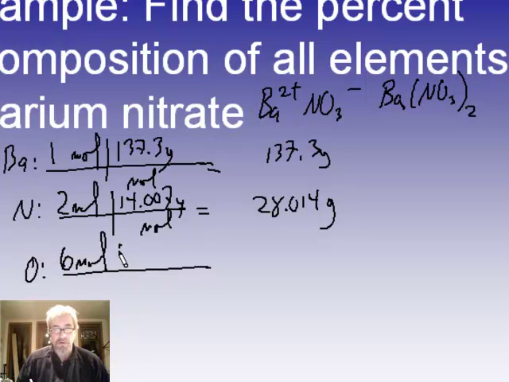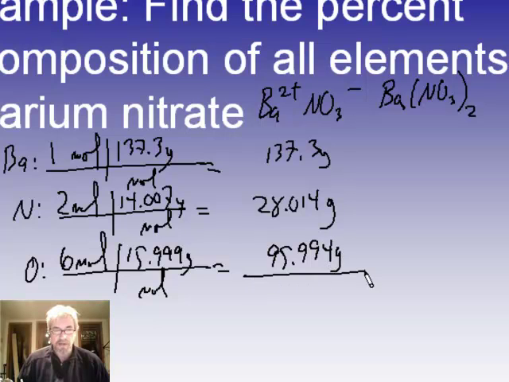At 15.999 grams per every mole, the total oxygen mass is 95.994 grams. When I sum this up, I get 261.3 grams for the mole of barium nitrate. I have to round that off to the tenth because I don't know barium's molar mass any more precisely.